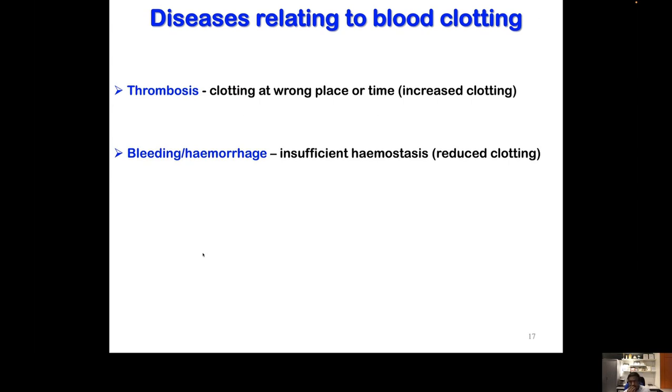Okay, now we are going to talk about the diseases relating to blood clots. Okay, so what can happen to the blood?